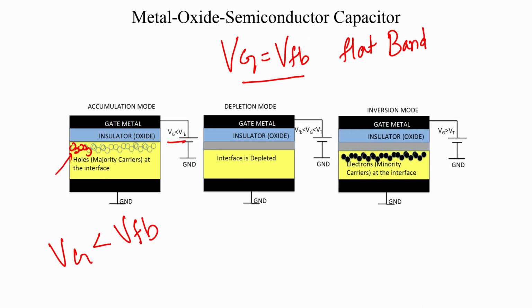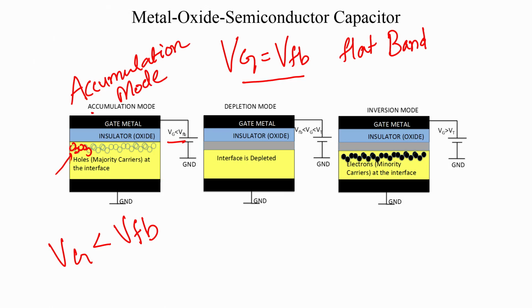and this mode of operation is called the accumulation mode of operation. It is again a technical term. When we say that the MOS capacitor is in accumulation mode operation, it means that the gate voltage is such that the majority carriers of the semiconductor are at the interface.